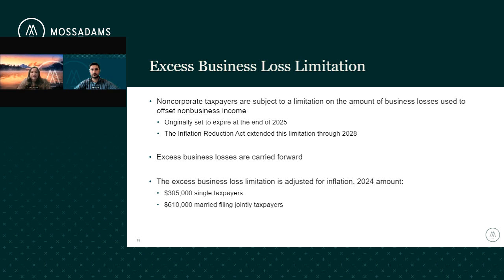The thing to note about the excess business loss limitation is the reason behind it: they didn't want people generating business losses that can offset passive income. So think about your other interest and dividends and capital gains. Any amount that is limited is allowed to be carried forward, and it's actually converted to an NOL. And this amount is always adjusted for inflation. For 2024, the amount is $610,000 for married filing jointly taxpayers.